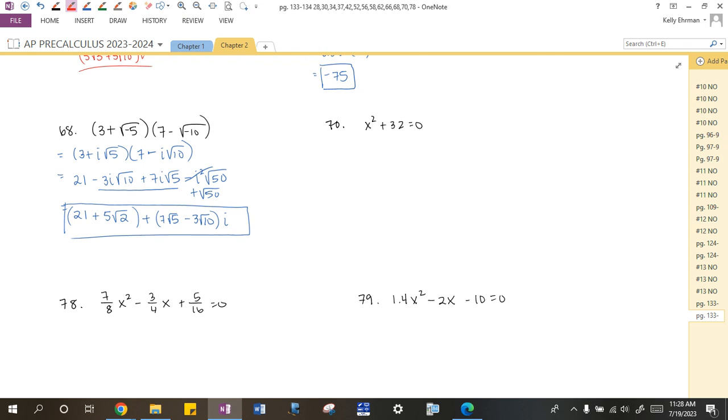This next section says use the quadratic formula to solve for x, although if I have something that's not a trinomial, I'm not going to waste my time with quadratic formula. For 70, I would just isolate the x squared, use the square root method, and simplify. Remember my plus or minus and simplify the radical. x is plus or minus, 32 is 16 times 2, so 4i radical 2.